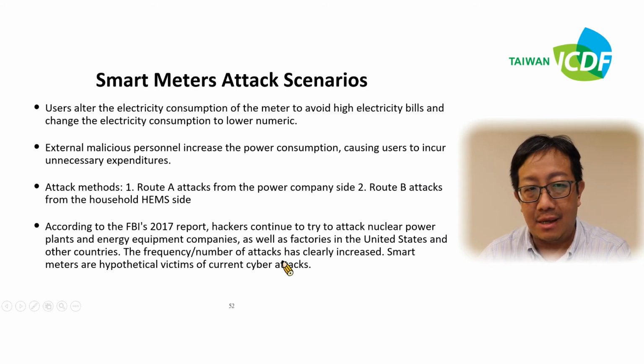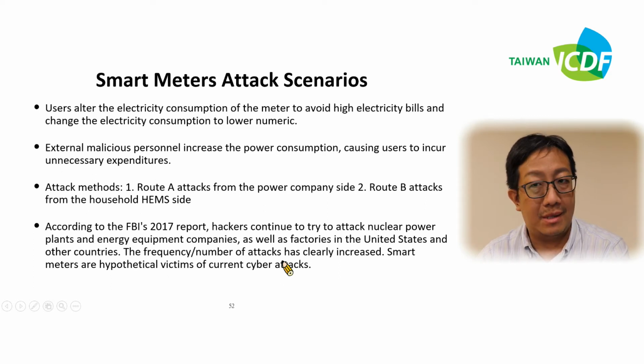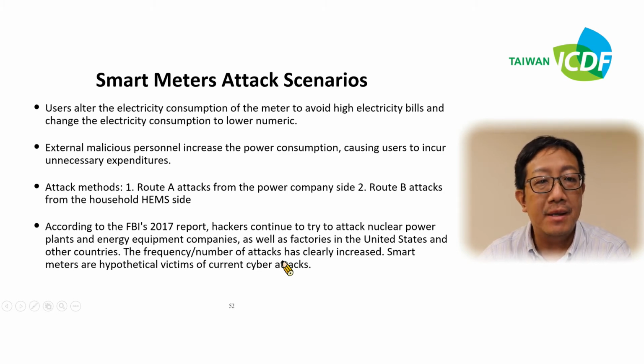Smart meter attack scenario. The user alters the electricity consumption of the meter to avoid the bills and changes the electricity consumption to a lower number. External malicious personnel increase the power consumption, causing the user to incur unnecessary expenses. Attack method 1, route A attacks from the power company side. Attack method 2, route B attacks from the household EnMS side.